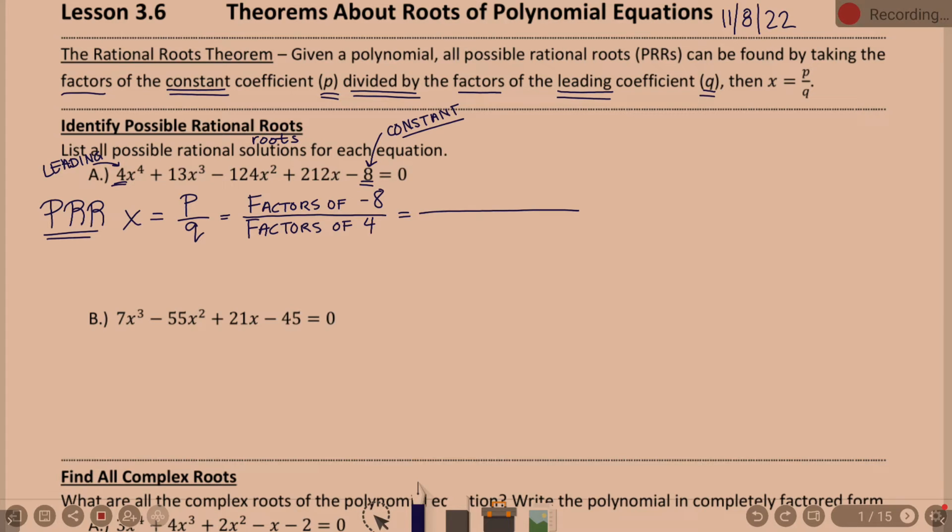1, 2, 4, 8. Does that make sense? When I say factors of 8, what numbers multiply to be 8? 1 and 8, 2 and 4. Any other pairs of numbers that multiply to be 8?